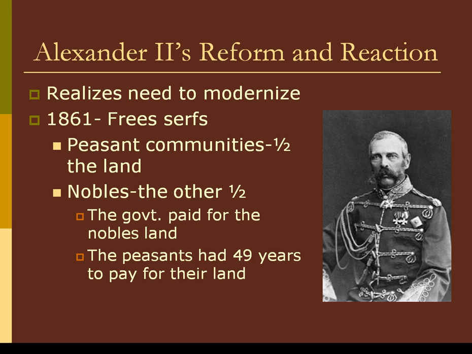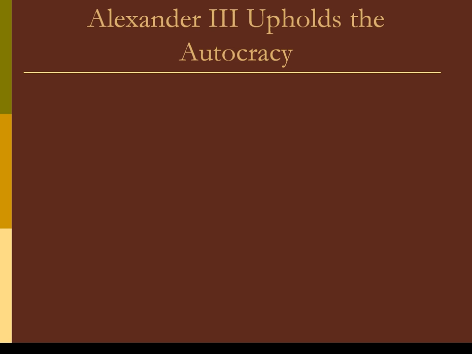So over the next 49 years, the land ended up being sold back to the nobility because the peasants couldn't afford it, and by 1900 they're back in the same boat. This led to his assassination in 1881. He is replaced by his son Alexander III. Alexander III was not a nice guy.